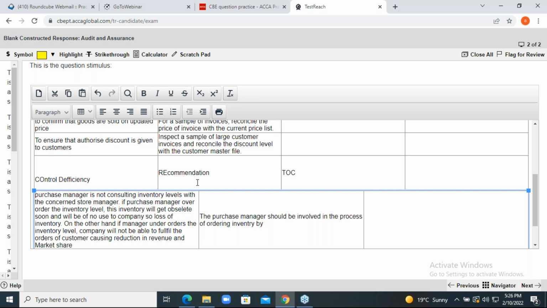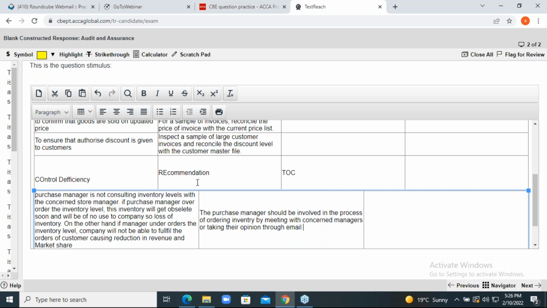By meeting with concerned managers or taking their opinion through email.